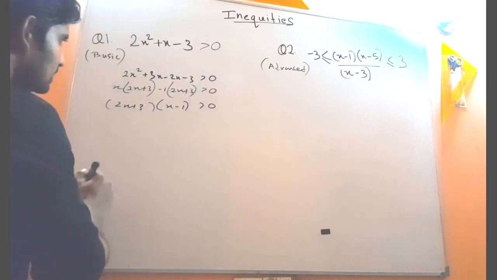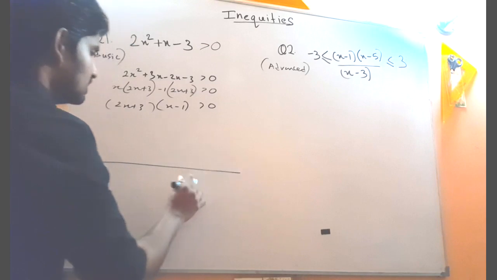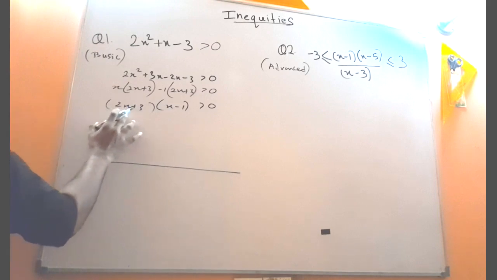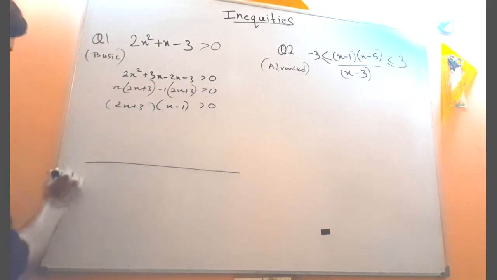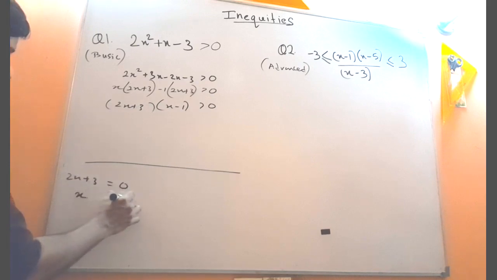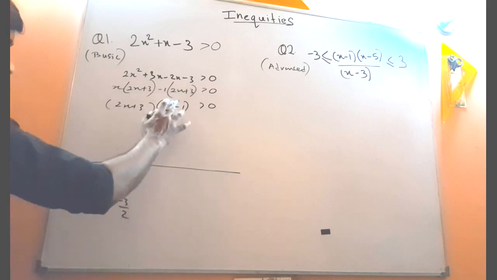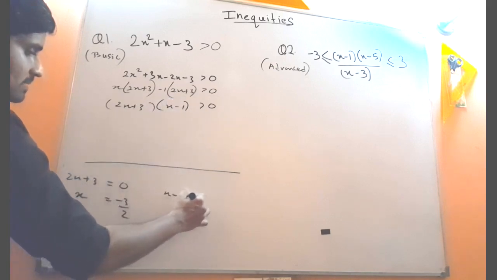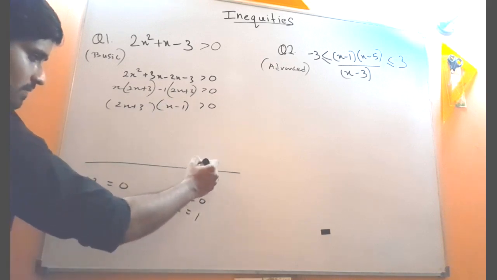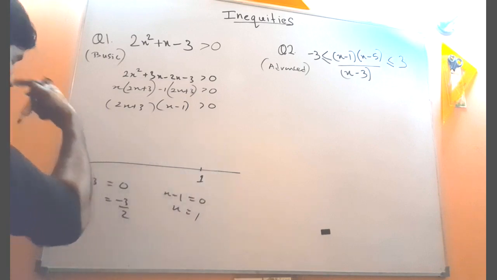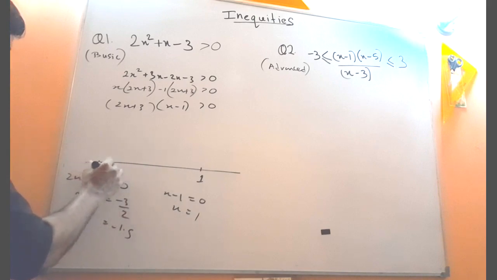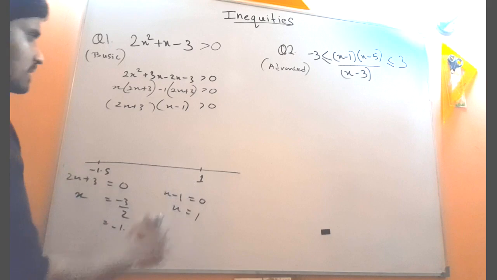So let's take a number line. What are the answers we are getting? If 2x plus 3 equals 0, then x equals minus 3 by 2. That is one value. Then if x minus 1 equals 0, x equals 1. So mark 1 over here. Minus 3 by 2 means minus 1.5, so minus 1.5 is here.